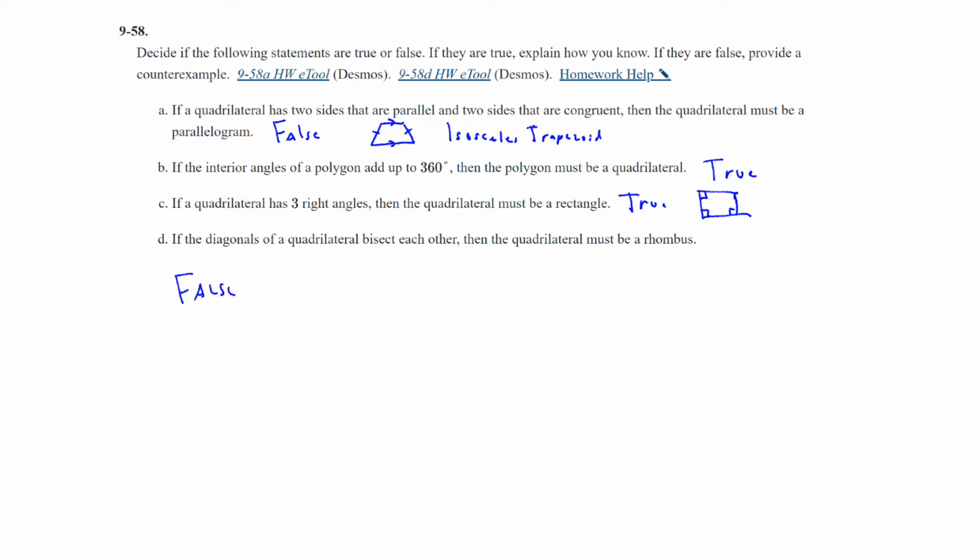Try that again. For example, a parallelogram: if the diagonals of the quadrilateral bisect each other, then the quadrilateral must be a rhombus. So a parallelogram is an example of where that will happen, but it is not a rhombus.